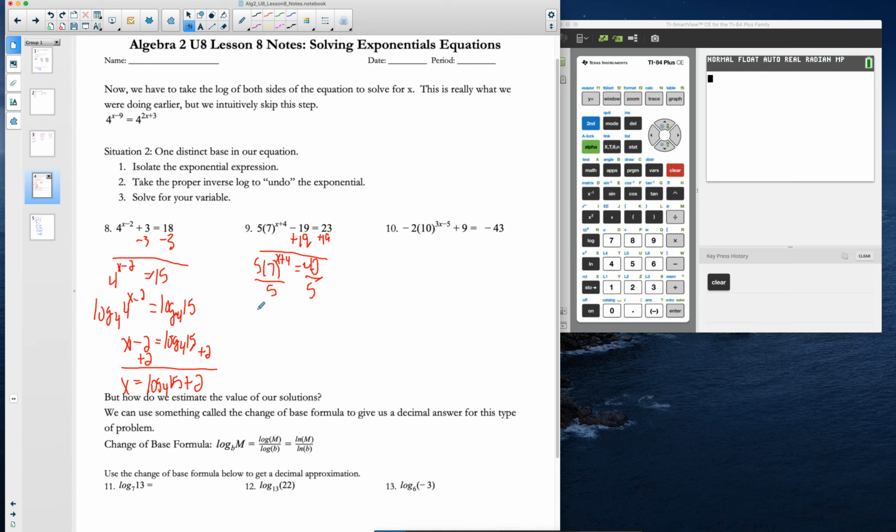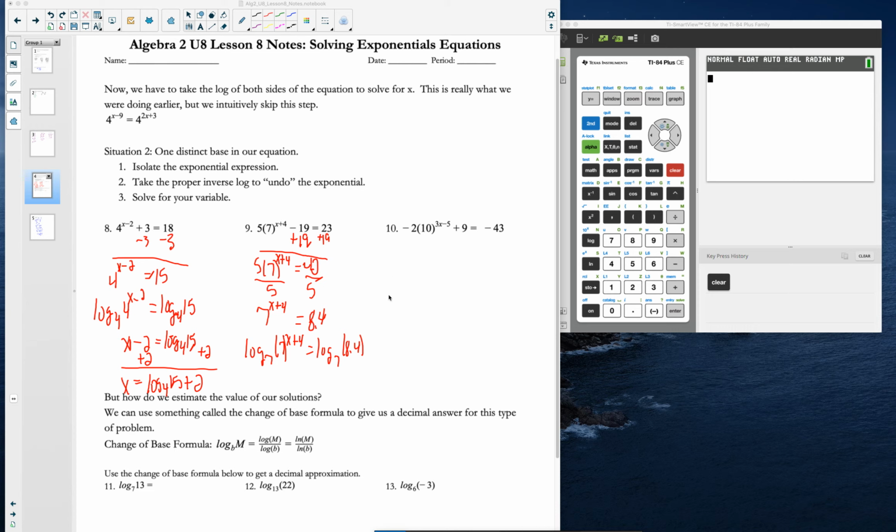All right, so I get 7 to the power of x plus 4 equals 42 divided by 5, which is 8.4, right? All right, so now what we want to do is undo our exponential. And so the inverse of base 7 would be log base 7. All right, and so we want to write that out, not down here. All right, so there we go. And then once again, log base 7 and base 7 undo each other.